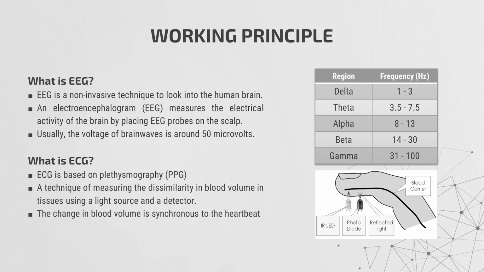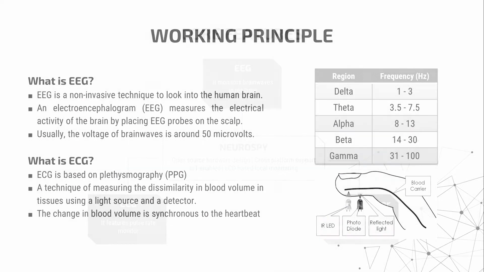Electrocardiography, also known as ECG, is based on the technique of measuring the dissimilarity in blood volume in tissues. A subject's finger is illuminated by an infrared light emitting diode. More or less, the light is absorbed depending on the tissue blood volume. Consequently, the reflected light intensity varies with the pulsing of the blood with the heartbeat. A plot of this variation against time is referred to as a PPG signal.